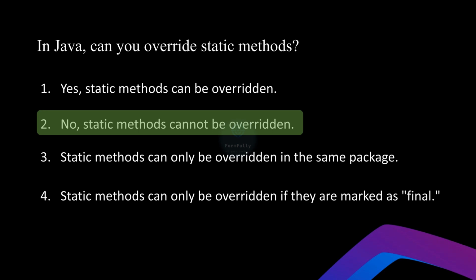The method to call is determined at compile time based on the reference type, not the object's actual type. Option A is incorrect because, as I mentioned earlier, static methods cannot be overridden. Option C is incorrect because whether a method is static or not doesn't depend on whether it can be overridden; it depends on the method definition. Option 4 is incorrect because final prevents it from being hidden in the subclasses, but it still does not result in actual method overriding. So option 2 is correct.